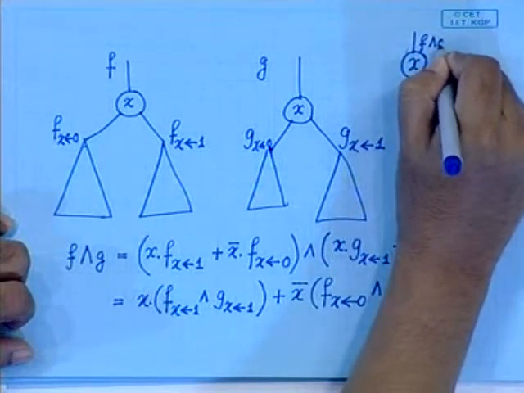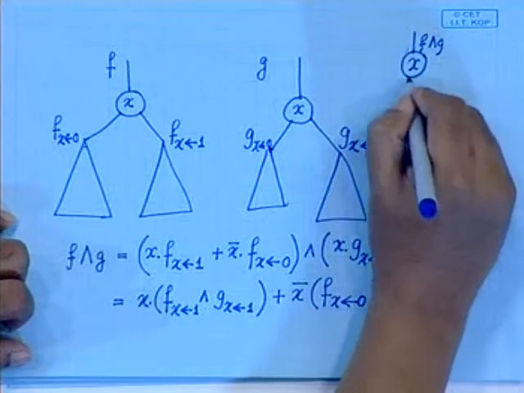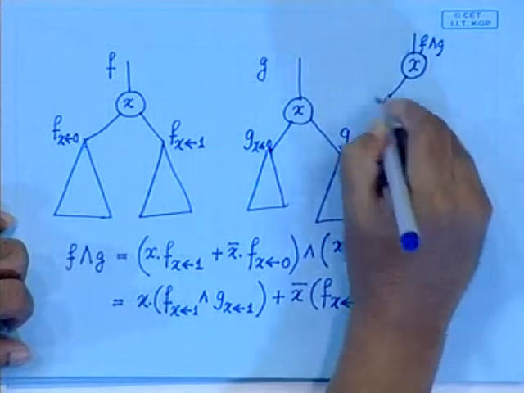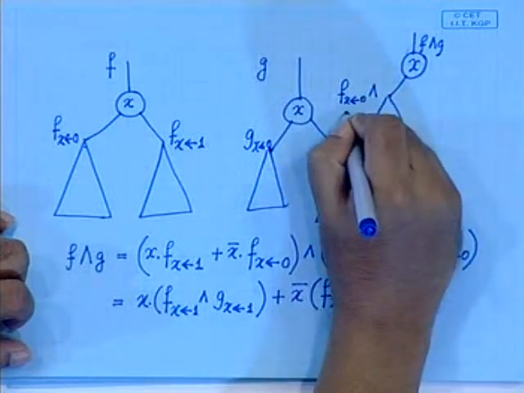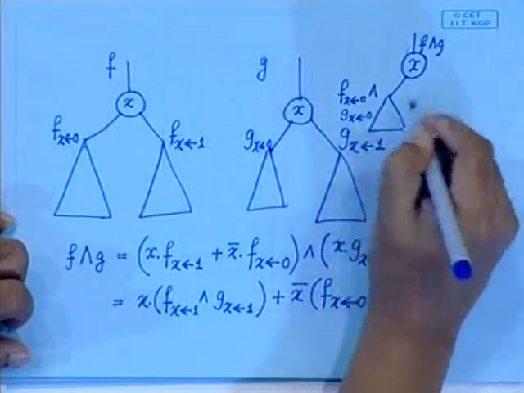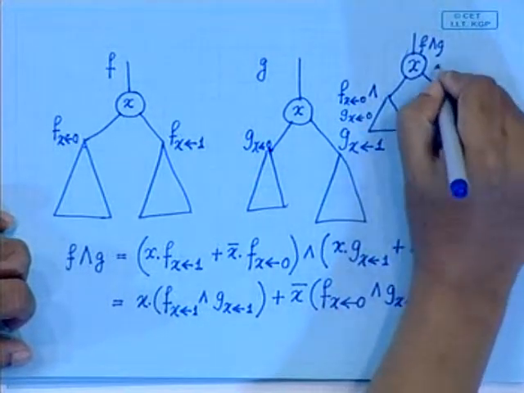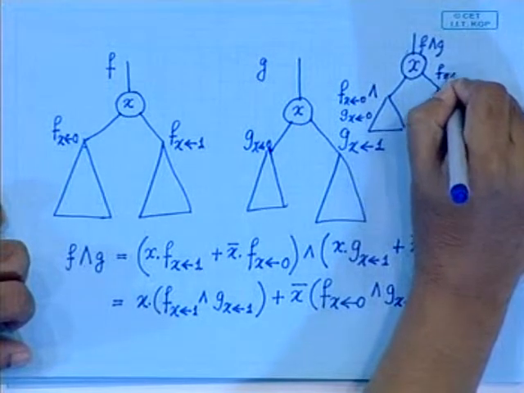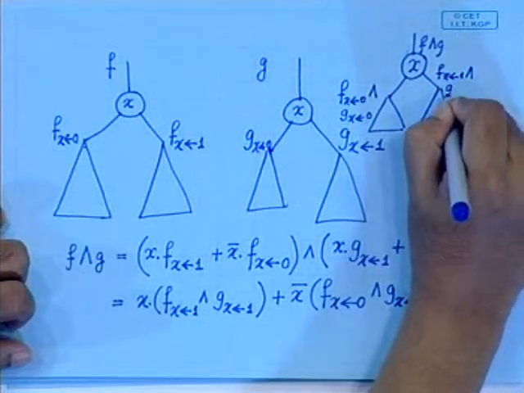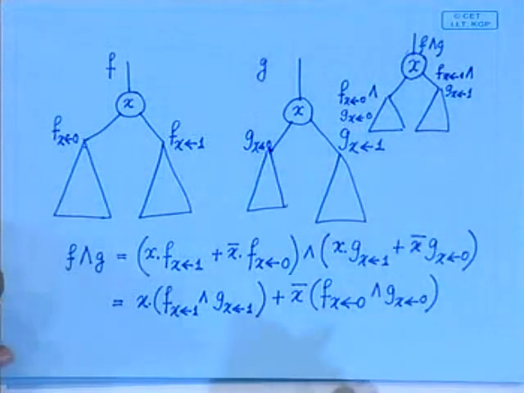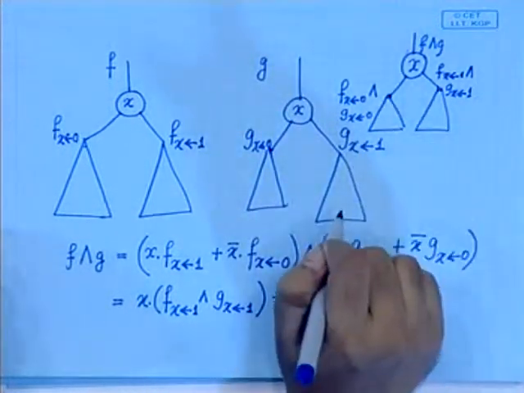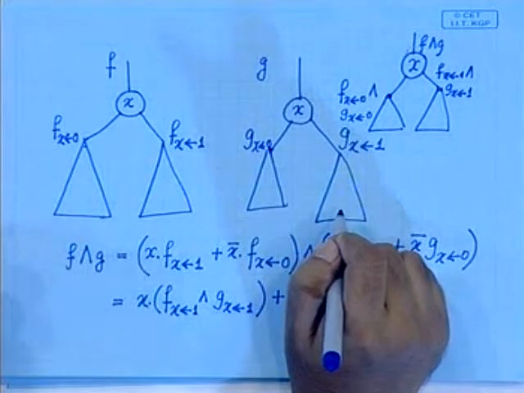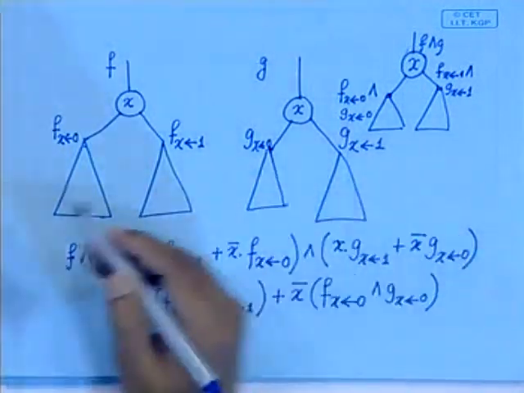This will be the BDD corresponding to f and g, and on this side I will have the BDD of f, and on this side I will have the BDD corresponding to g. And then recursively, from here the same operations will take place. Is that clear? So this is the way that the op will go.